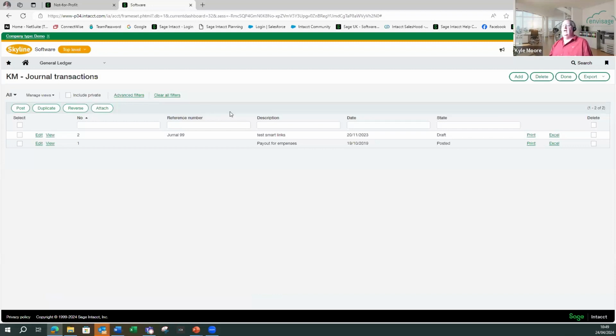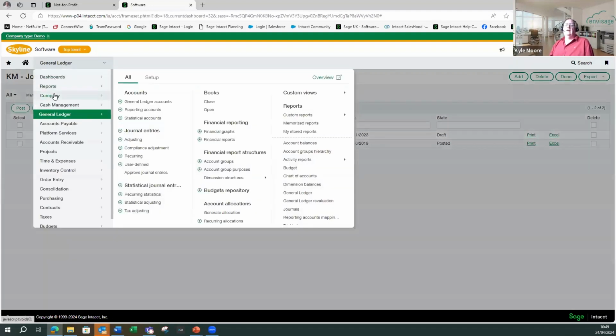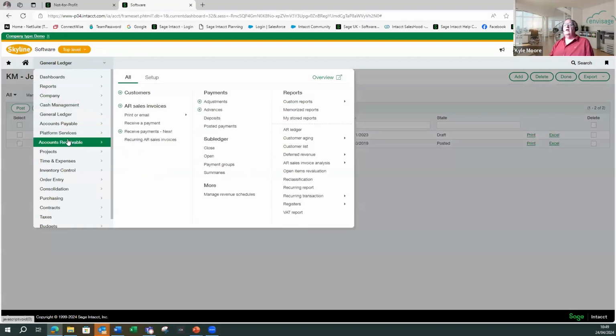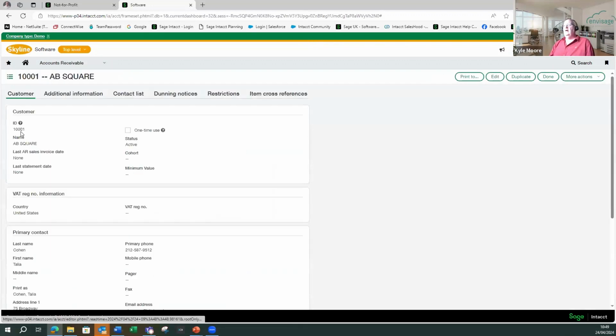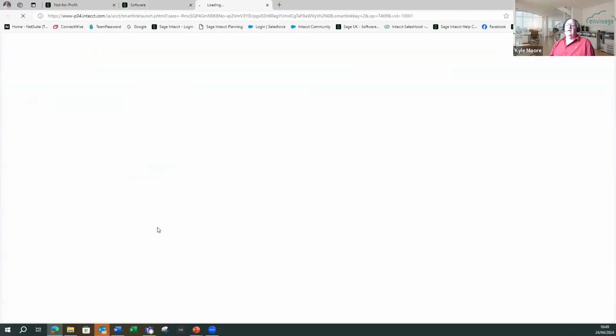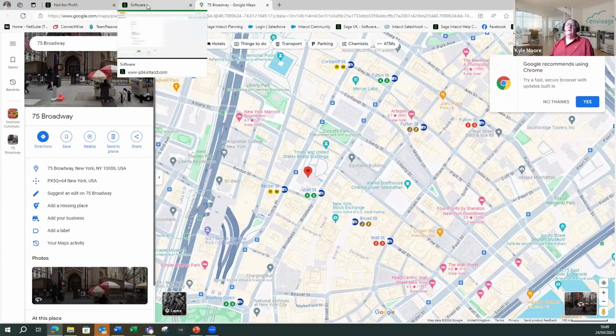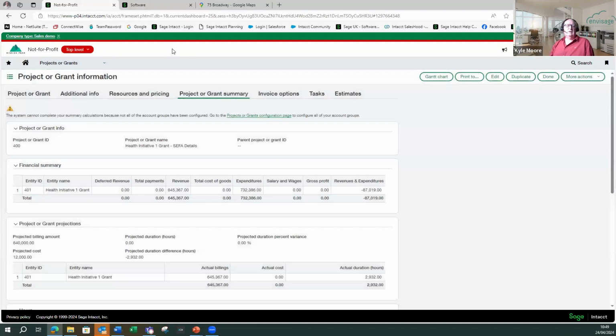And we also have things like smart links that allow us to go in. For instance, if I look at our accounts receivable, into our customers, one of the smart links that I've set up here is, when I go down to the address, I have a wee smart link for the map. So I can click on that and it shows me in Google Maps where that particular customer or supplier or anything is in the system.